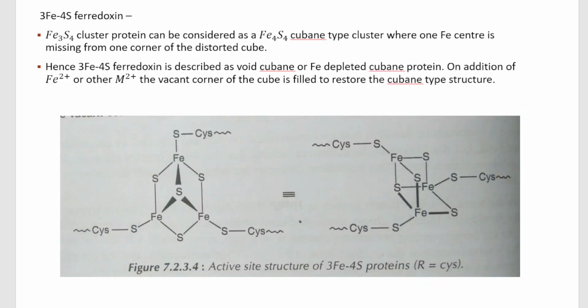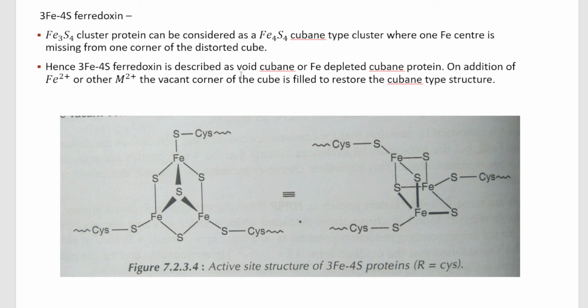So next is 3Fe-4S ferredoxin. Here the structure is the same as we studied previously, but there is one iron atom that is missing. So the Fe3S4 cluster protein can be considered as the previous one, that is the Fe4S4 cubane type of cluster, where one Fe center is missing. Because of the missing iron center, it can be considered as a distorted cube. Previously, it was a proper cubic structure because there were 4 Fe atoms as well as 4 sulfur atoms. Because here one Fe is missing, it has a structure like this.